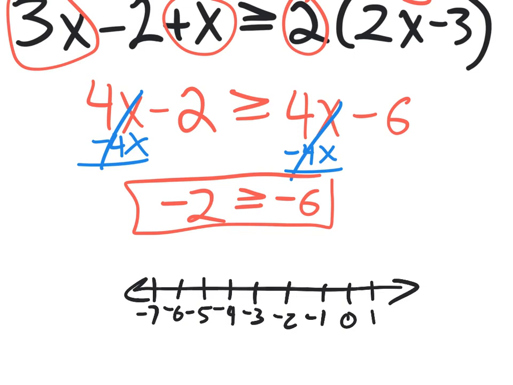So here's a number line. If I put a dot at -2 and I put a dot at -6, which one's on the right? The -6 or the -2? The -2 is on the right. That means that -2 is greater. So here's -2. It's definitely greater. That's a true statement. So when is this true? It's always true. So what do we say? All real numbers. Okay, all real numbers.